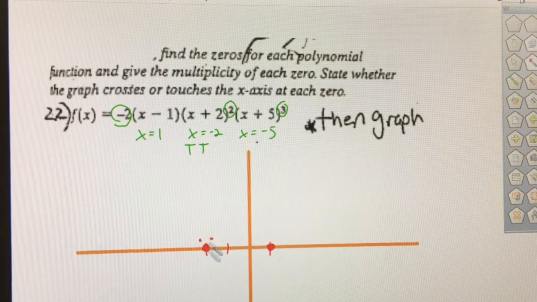That one's going to touch and turn, so I'm going to make a note to denote that. And the other one's at -5. -1, 2, 3, 4, 5. It's going to go through those 2 points and touch and turn at that point.